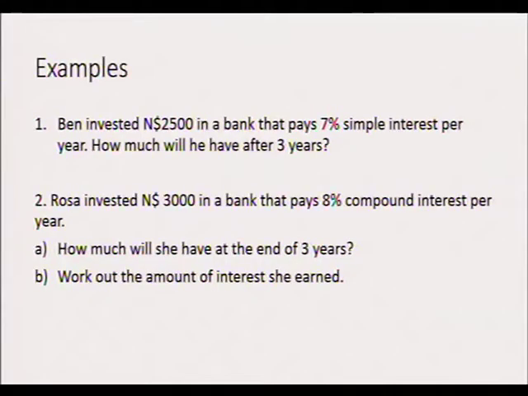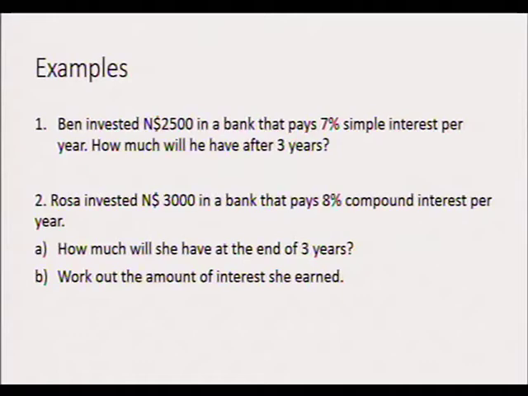Okay, let's look at the next question about compound interest now. Rosa invested 3,000 in a bank that pays 8% compound interest. Underline that, compound interest, and always focus your thinking on compound interest and how we work it out. How much will she have at the end of 3 years? That one is also asking you about the total, to work out the total amount.